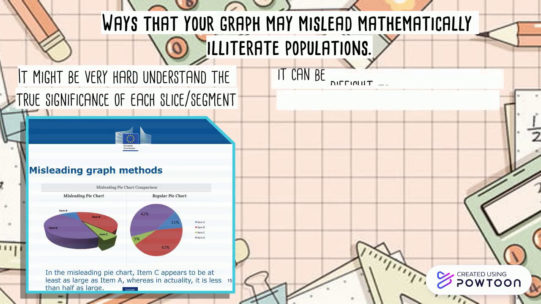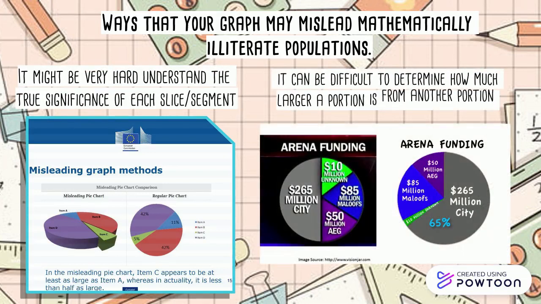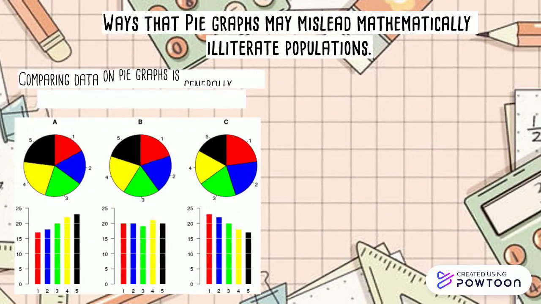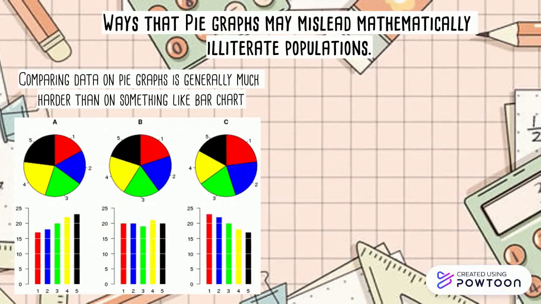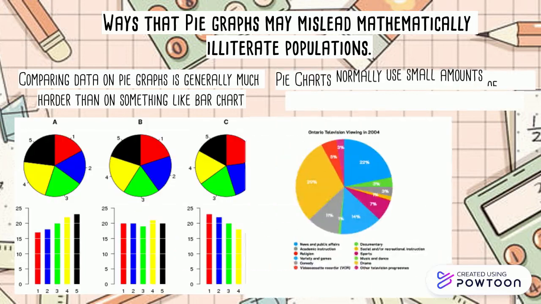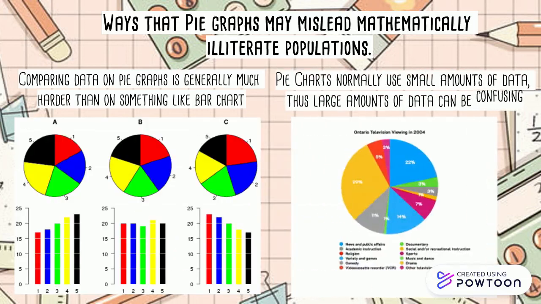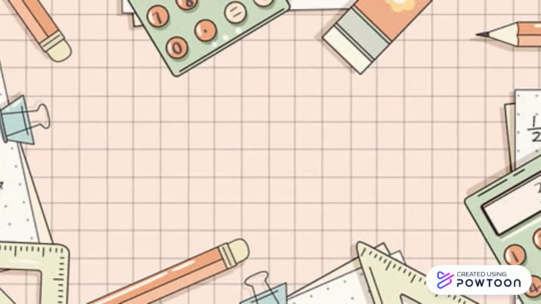It can also be difficult to determine how much larger one portion is than another, as shown by the diagram below. Additionally, comparing data on pie graphs is generally much harder than with something like a bar chart, because the total amount of the data set can be different for each graph. Pie charts normally use small amounts of data, so large amounts of data can also be confusing, as it may be too much information. Now, let's talk about some critical thinking questions.